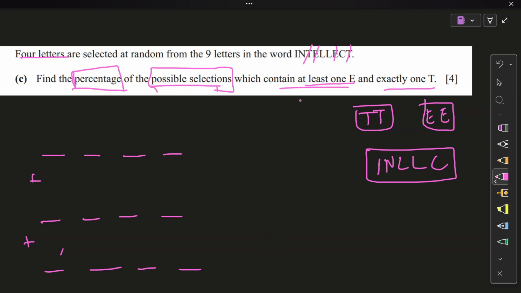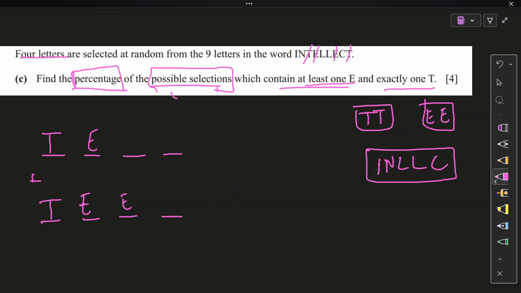So let's start with the case. At least one E. So let's start off with one T and one E, because one T has to be in our case and one or more E has to be in our case. So one T, two E's is one more case. And I think that's about it. Such a basic question, bro. At least one E, exactly one T. And I do not need to worry about the L's.